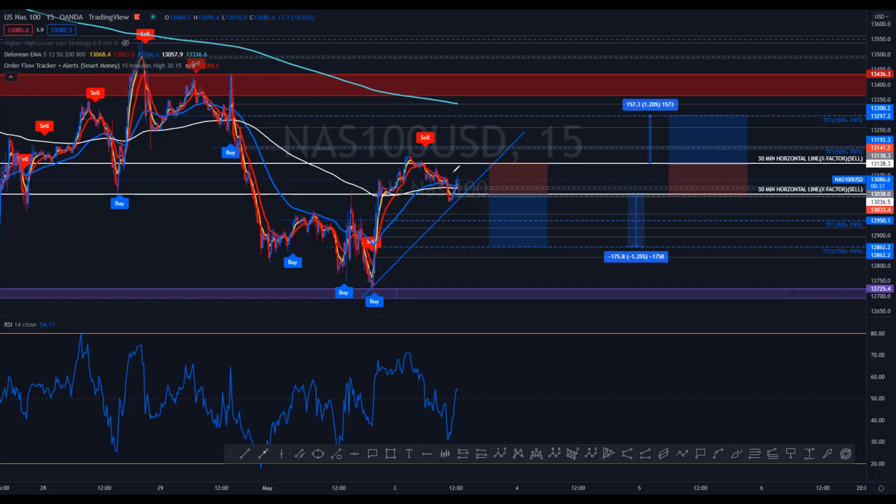Now, if the yellow EMA crosses the red EMA and it breaks above and goes up to here, then I'm probably going to buy. But we can see that the yellow EMA has already crossed the red and dipped down. So if it goes further down, then it's probably going to sell, then I'm going to jump into that.